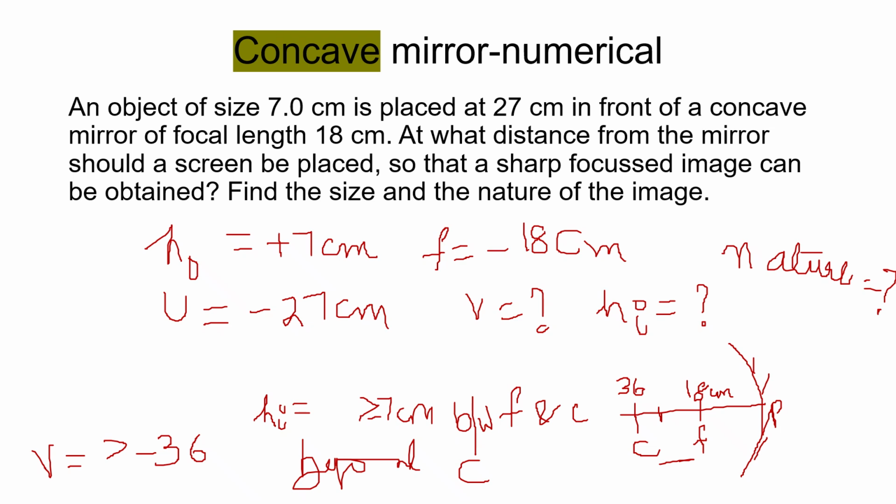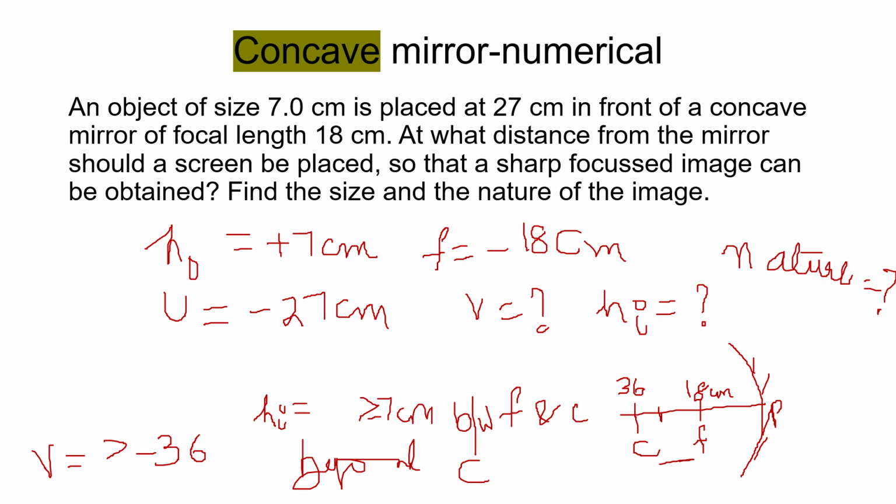And therefore, the image will be formed beyond C. That is, your V value must be greater than 36 centimeters. And since it is a real inverted image, it should be with a minus sign. And since it is an enlarged image, the height will be greater than 7 centimeters. And since it is a real image, it will be minus, greater than 7 centimeters.